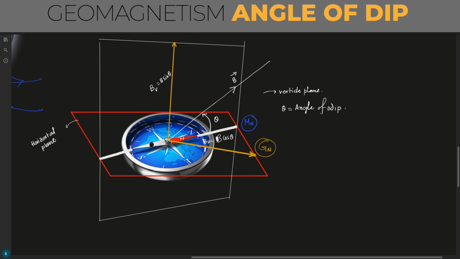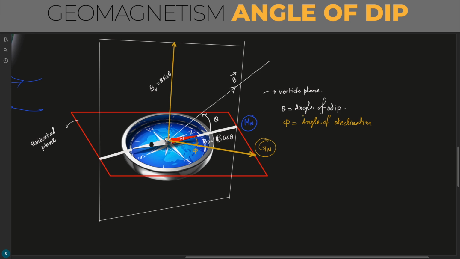This angle which it is making with the horizontal, this angle phi, is called the horizontal angle. So this phi is called the angle of declination. So this is basically the idea of angle of declination and angle of dip. As you can see from this particular diagram, this angle of declination is lying in the horizontal plane, and angle of dip is lying in the vertical plane.